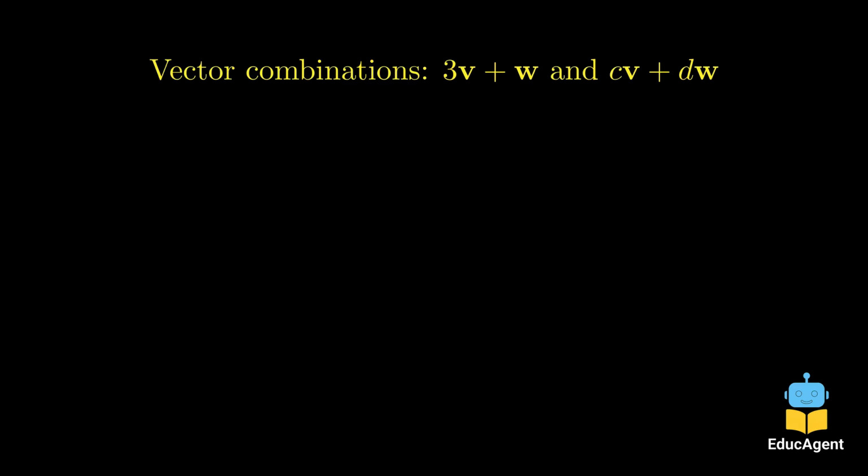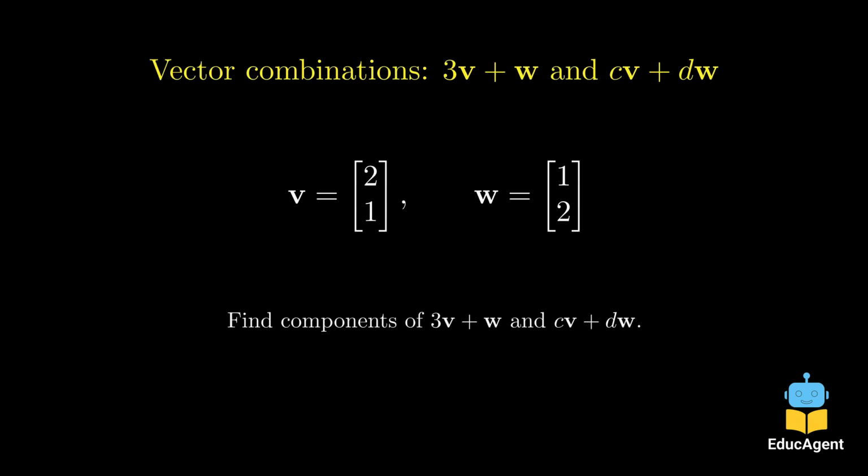Here's the problem we'll solve today. Here are the two given vectors, v and w, each shown as a column vector. We will compute the specific combination 3v plus w and the general combination cv plus dw. Pause and think, how would you add scaled vectors component by component? If you don't know yet, you'll feel the satisfaction of learning it soon.